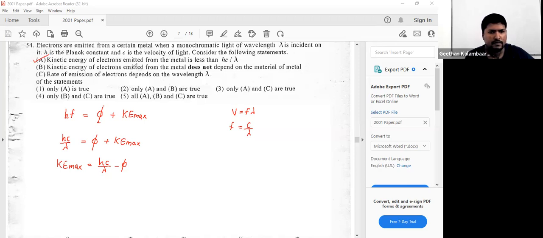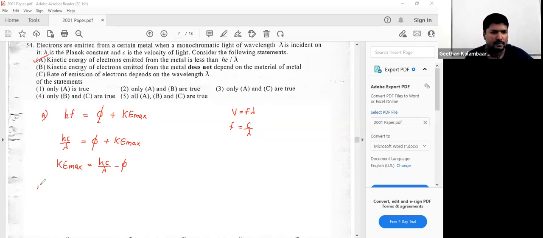Kinetic energy of the electrons emitted from the metal does not depend on the material of the metal. So it's wrong. Why? Now this is the explanation for part A.